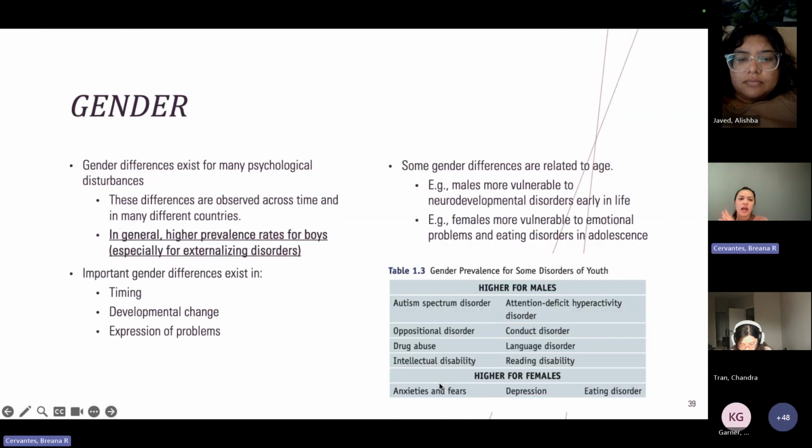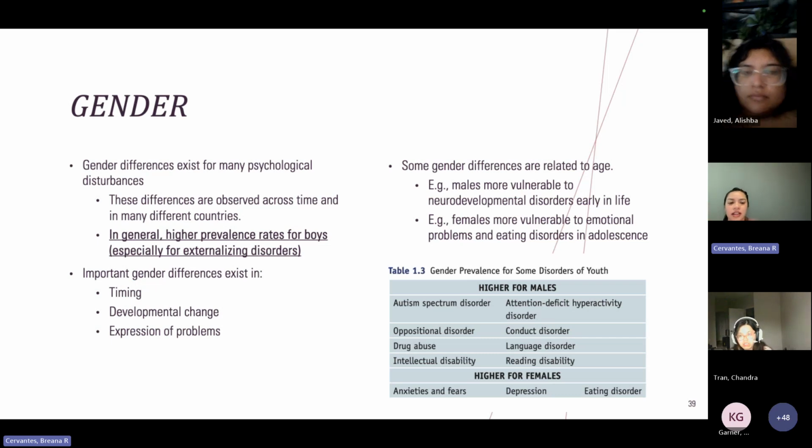Okay, I'm going to move through gender. Just as we were talking about characteristics that impact what we consider to be normal or abnormal behavior, gender also impacts the rates of mental health problems and then the experience of mental health problems. We know that gender differences do exist for a lot of different psychological disorders, and it's pretty consistent across countries and across times.